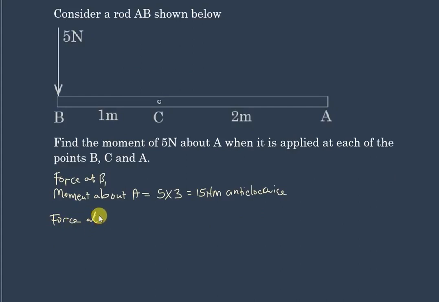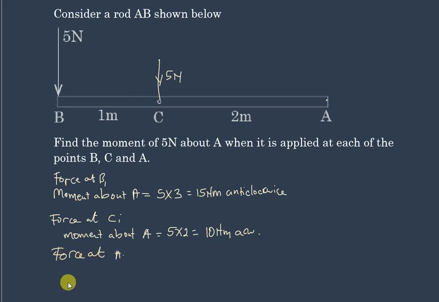And with the force at C, we have that moment about A is equal to force times distance. The same force acting at C, the 5 Newton force, shall have a turning effect about A, which is equivalent to 5 times 2, and this one is 10 Newton meters, still anti-clockwise.